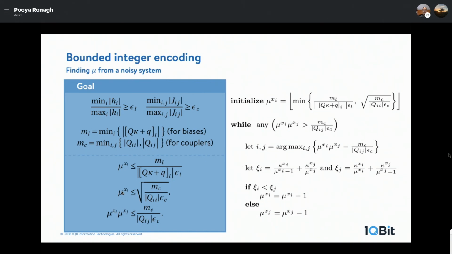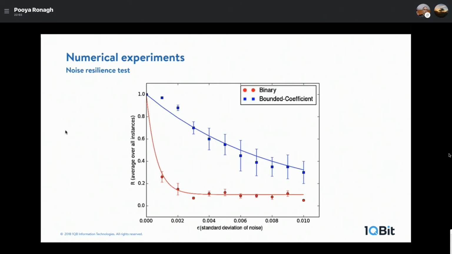And the test for this was actually suggested to us by Helmut Katzgraber. So the idea is to look at the two encodings that I just talked about, basically the naive binary encoding and our bounded coefficient encoding, and try to add some Gaussian noise to the couplers after the encoding, and see for what percentage of the problems the optimal solution has shifted from the original problem.